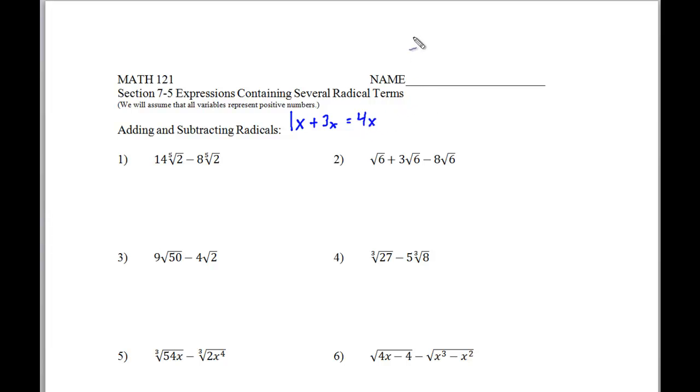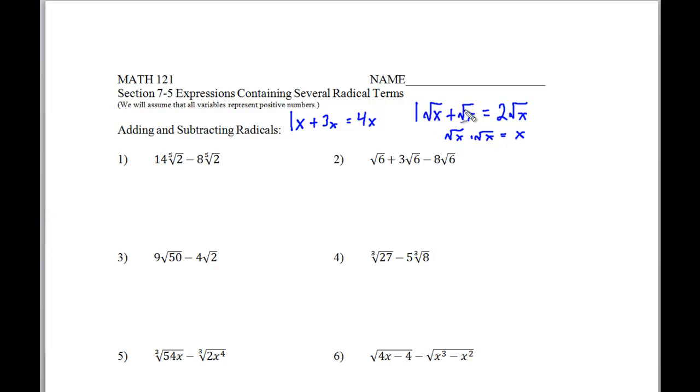The same thing will go with any kind of radical. So if we have the square root of x plus the square root of x, the answer is 2 square roots of x, which is different than saying square root of x times square root of x, which would be the square root of x squared, or just x. So it's interesting to look at these two ideas and not get them confused.